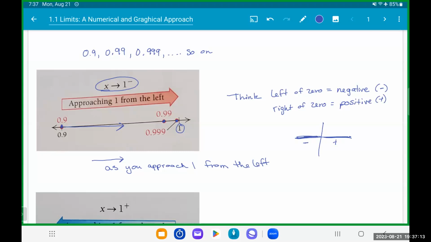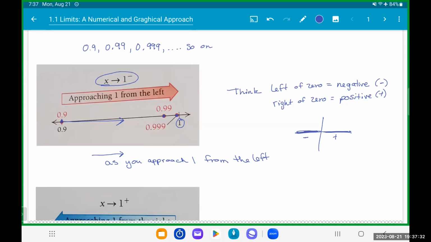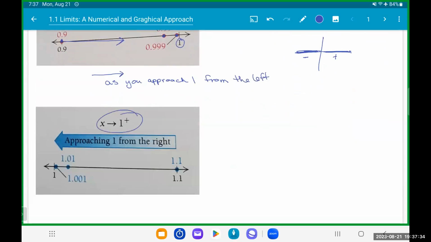That has no relation to it here, but if it's a way to help you keep it straight in your mind, from the left is negative, from the right is positive, then that is one way to help you keep in mind which ones get the minus and which ones get the plus. And you can see in this example here, we're getting it from the plus, right?